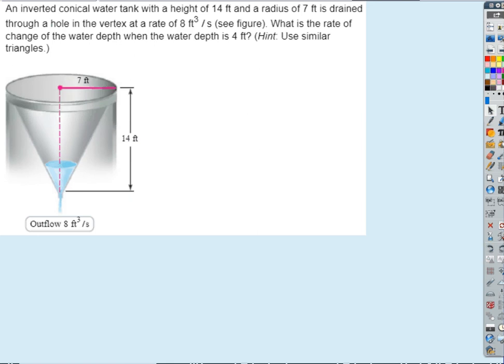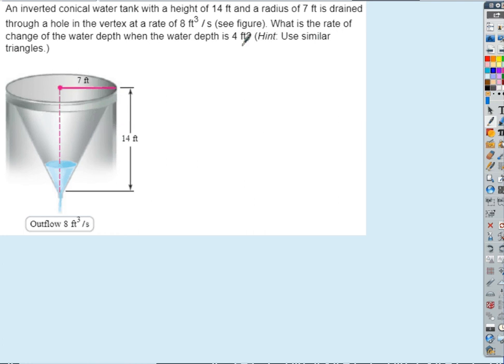So water's draining from the tank. The outflow is 8 cubic feet per second. And they want to know what's the rate of change of the water depth when the water is 4 feet deep. Okay. All right, so snapshots, what are we given? Height of 15 feet. Radius. Okay, true, but for snapshot values of the quantities, what are the snapshot values of the quantities that we're given here?